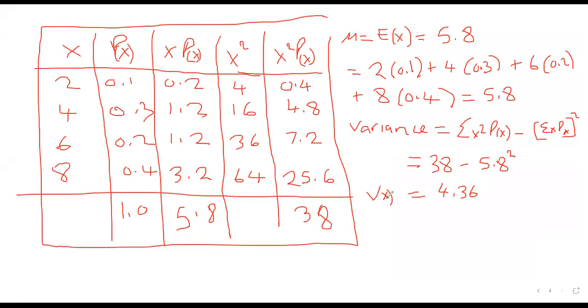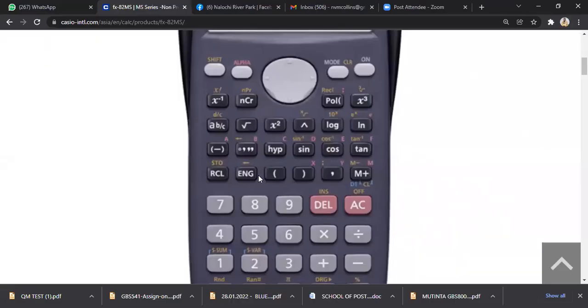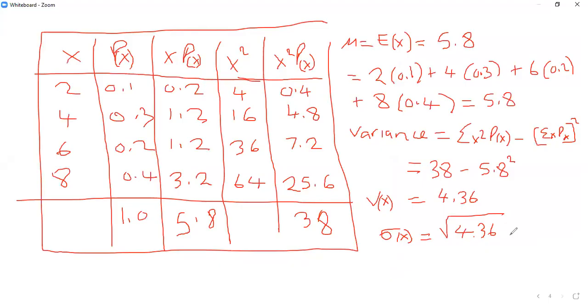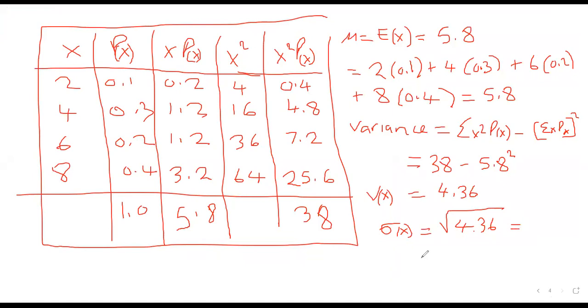Then the standard deviation: when you square root the variance, it's called the standard deviation. So our standard deviation is the square root of the answer we found, 4.36. What are we getting? Square root looks like this here. So 4.36 square root, then you get the answer. What are we getting? 2.09.